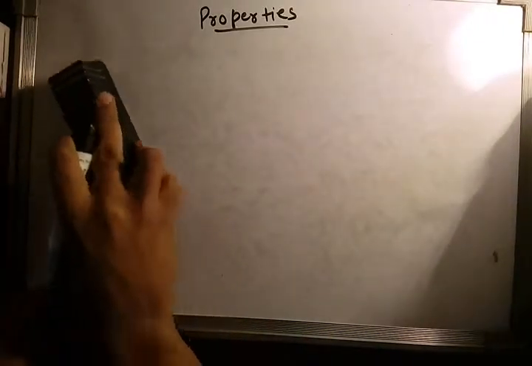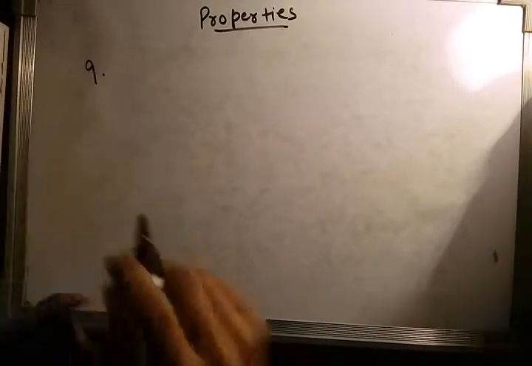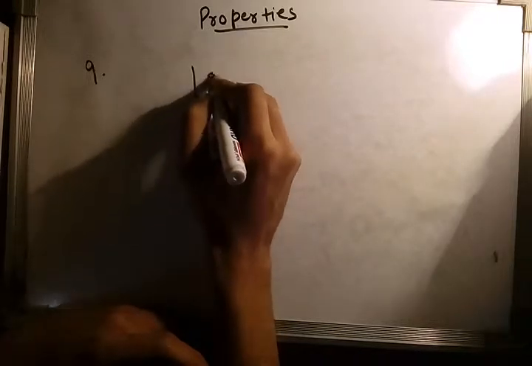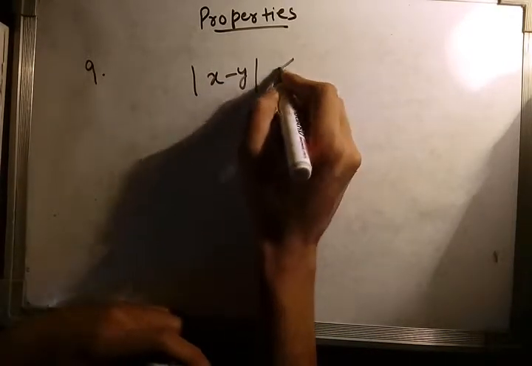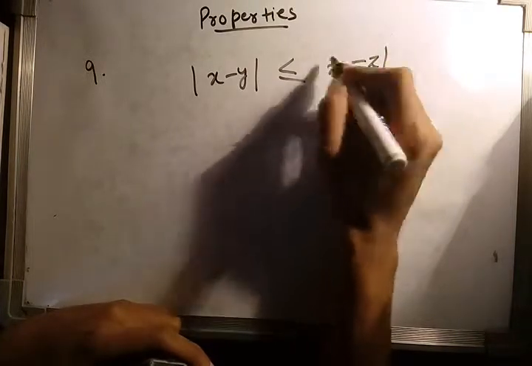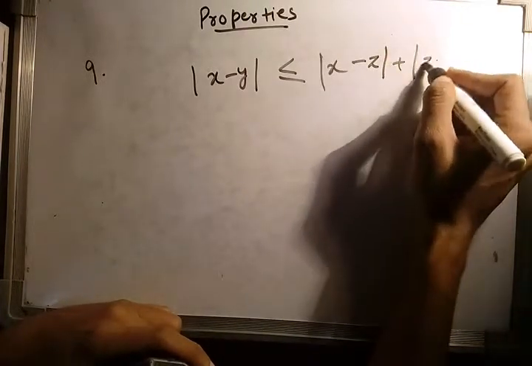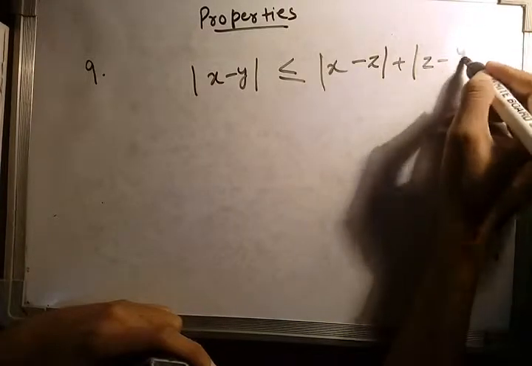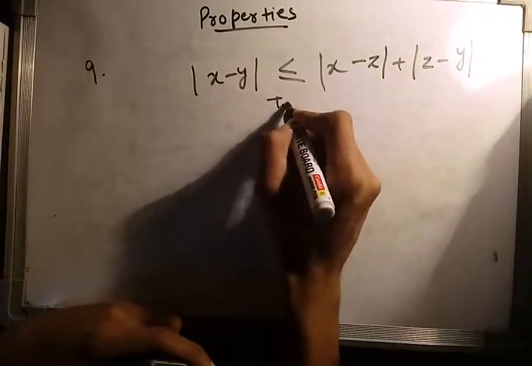The next property is the ninth property. It says modulus of x minus y is less than or equal to modulus of x minus z plus modulus of z minus y. This is called the triangle inequality.